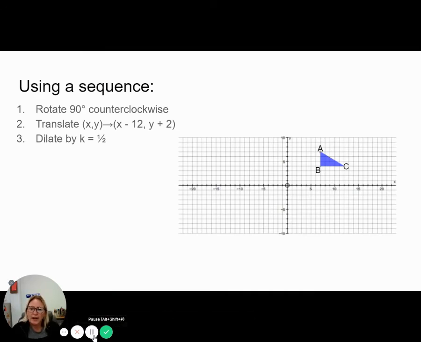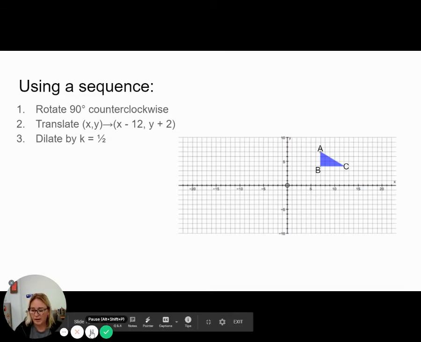Okay, so we're going to try another one. This one is going to have us rotate 90 degrees counterclockwise, translate, and then do a dilation, okay? So again, your first step is to figure out where your original points are. Then you figure out what your rules are, and then you start working on applying them. So I'm going to just pause for quite a little second for you to find your ABC and figure out your rules, and then we will work through the finding of our points together.